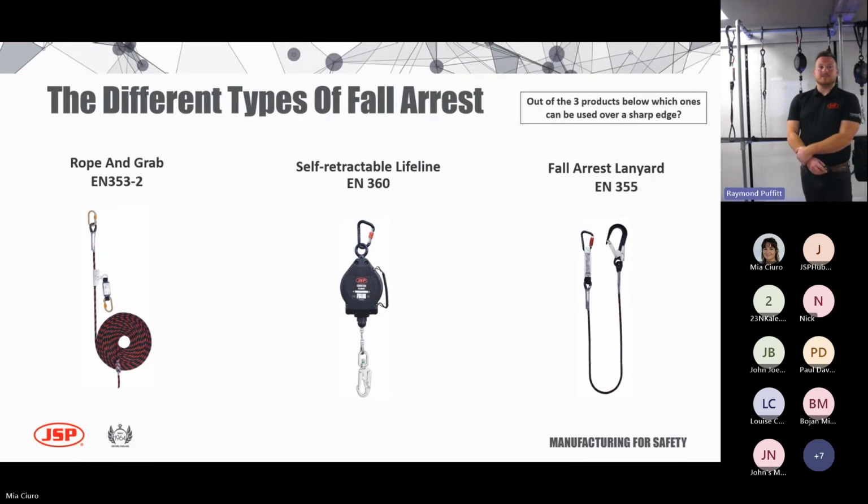So, different types of fall arrest. I've got 3 products on the screen. Just something to think about that we will come back to later on. I've got a question in the top right there of, out of the 3 products on the screen, which ones do you think can be used over a sharp edge? So just something to come back to later on. Say those specific 3 products and the pictures being shown, which one of those do you think can be used over a sharp edge? So just to describe a little bit about them.